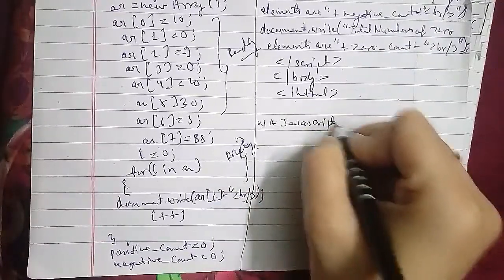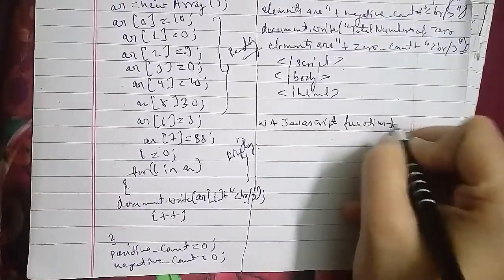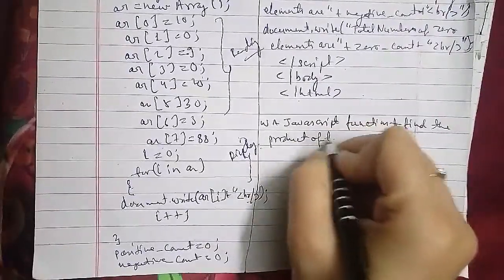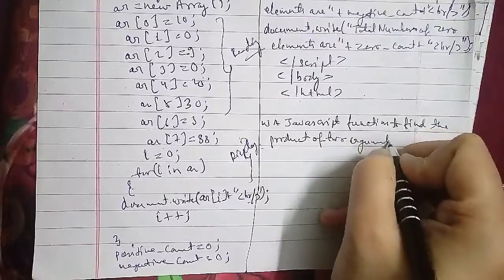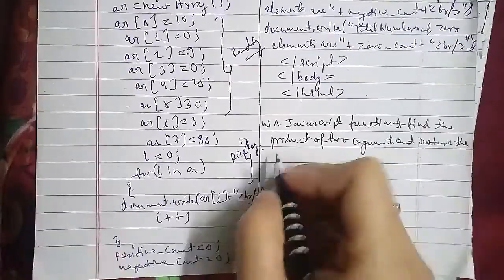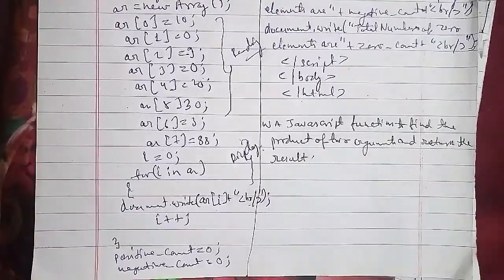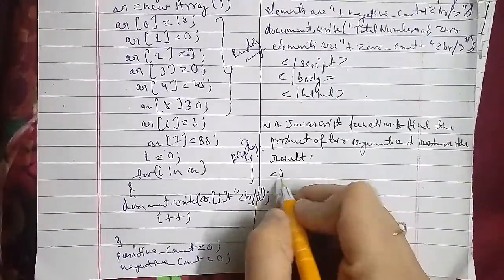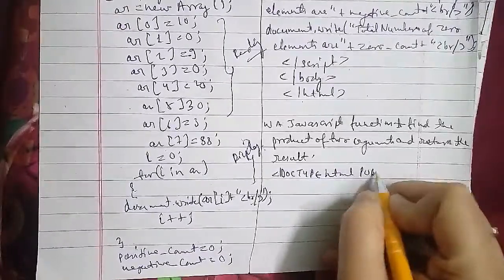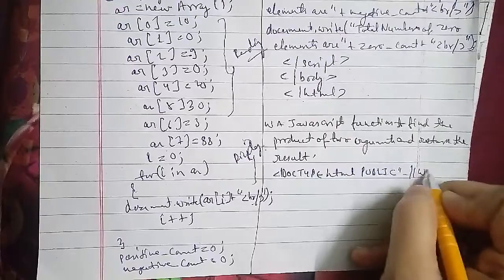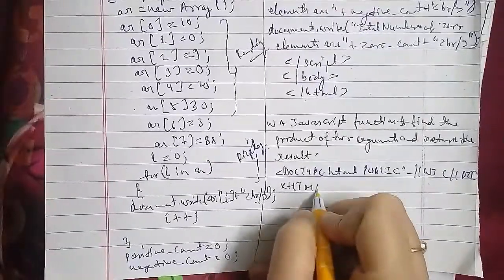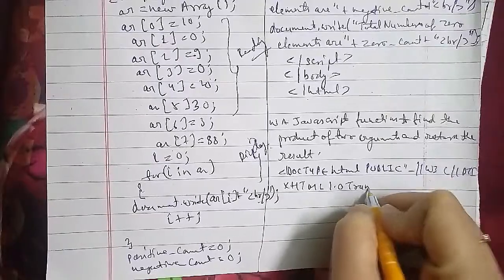And for that, let's go ahead. That is a doctype HTML PUBLIC W3C /DTD XHTML 1.0 Transitional /EN, then http://www.w3.org/TR/xhtml1/DTD/xhtml1-transitional.dtd. This is what we are writing for the doctype.